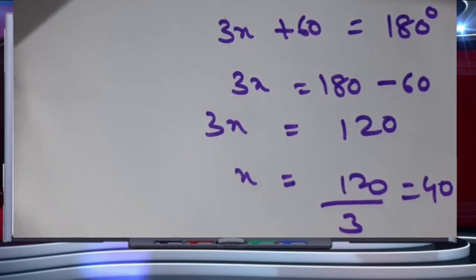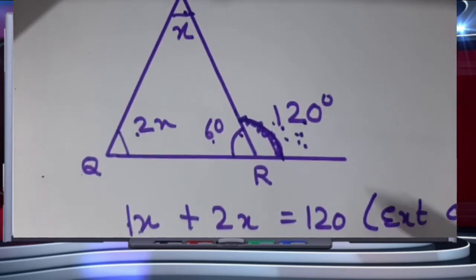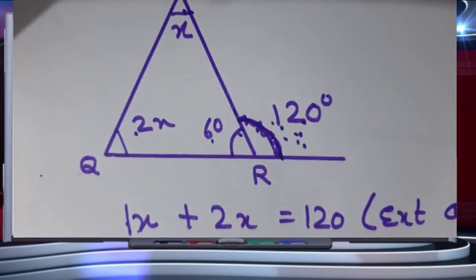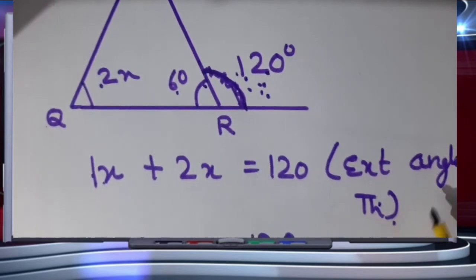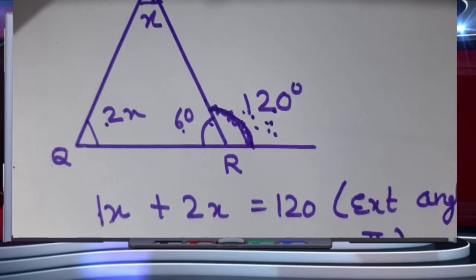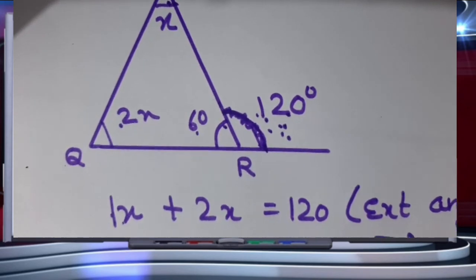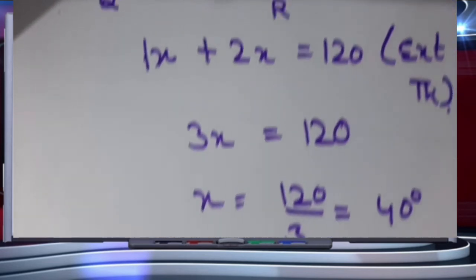See, one method is this: first by linear pair you will find out this angle, and then by angle sum property you will find out angle x. And the other method is the shortcut method, that is known as the exterior angle theorem method. This exterior angle theorem is not in your syllabus, it will come in class 7. But just for your convenience I am telling you this method. You can use either of the two methods.